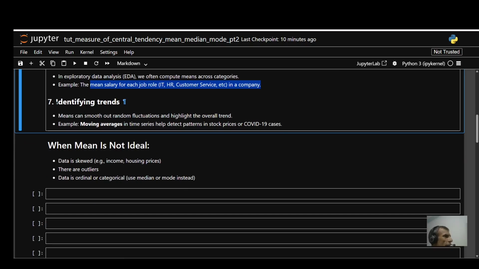Maybe you want to identify trends. So you can use something called a moving average in time series. Looking at the moving average in a time series helps detect patterns in your stock prices, or even, for example, COVID-19 cases.